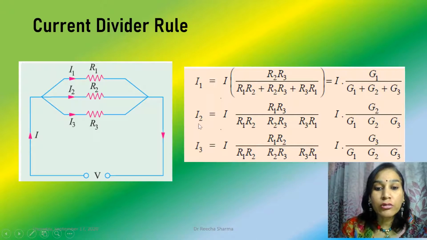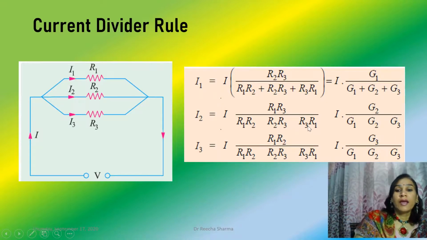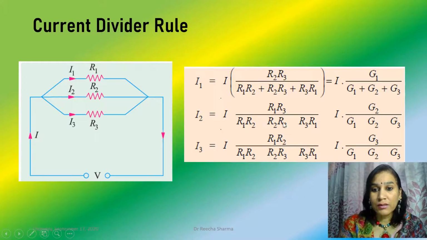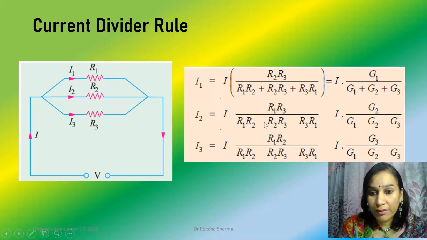Similarly for I2, it is I into the opposite resistances R1 and R3, upon R1 R2 plus R2 R3 plus R3 R1. The plus sign is missing in this equation by mistake. So it is R1 R2 plus R2 R3 plus R3 R1. Similarly here, R1 R2 plus R2 R3 plus R3 R1.